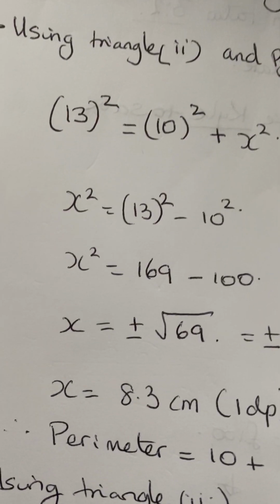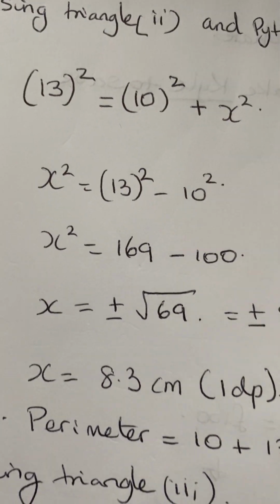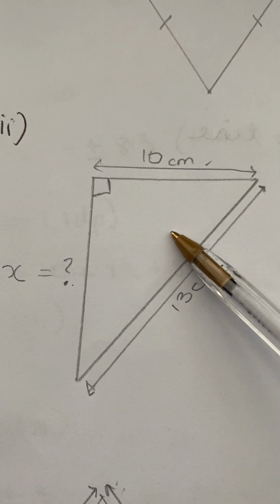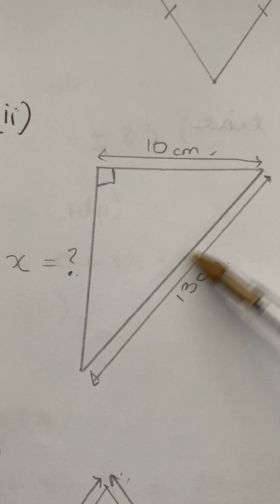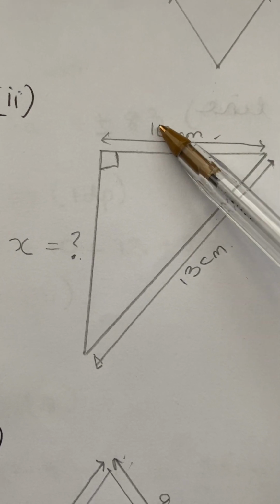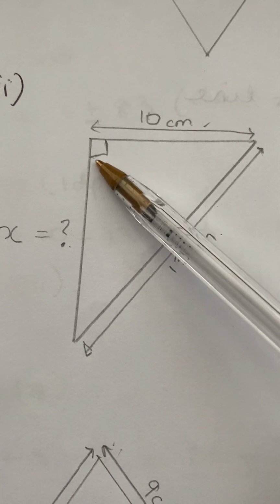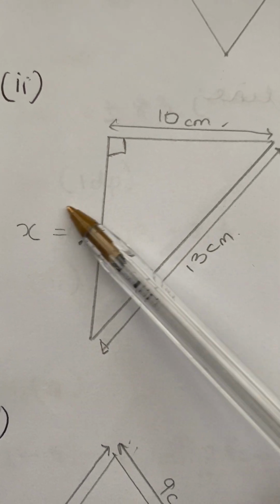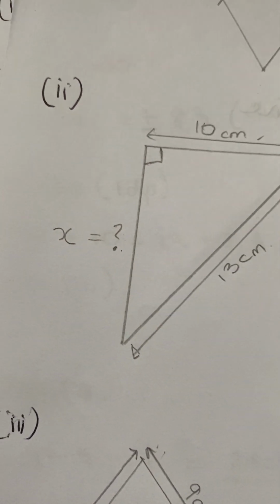So a triangle 2, I'm going to use Pythagoras. So 13 all squared will be equal to 10 all squared plus this side, which I denote by x all squared.